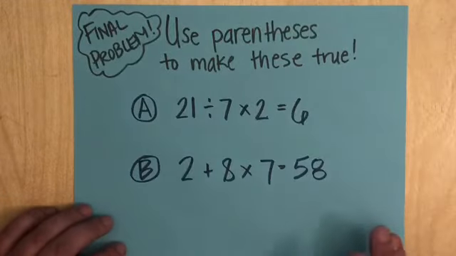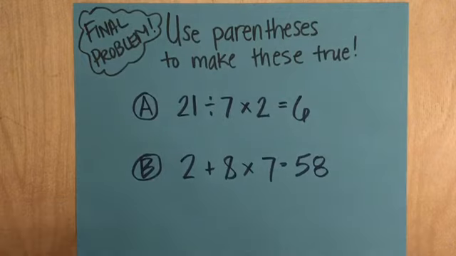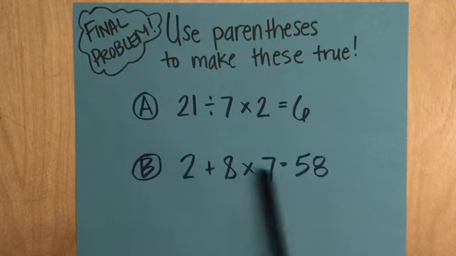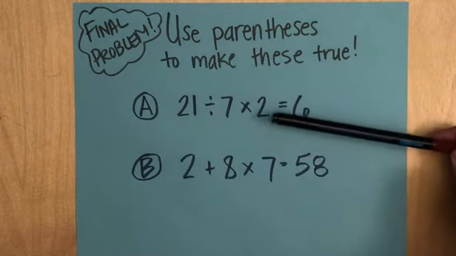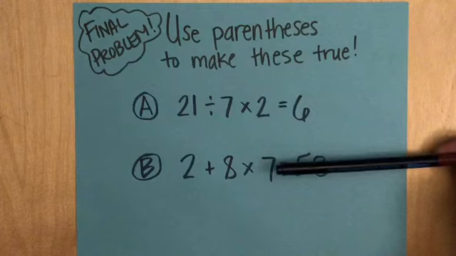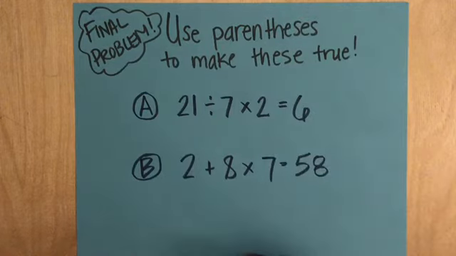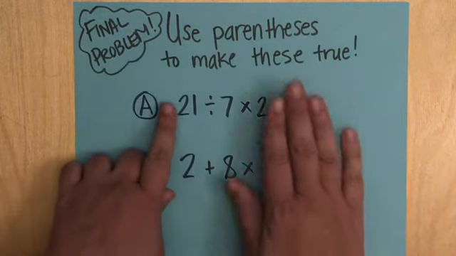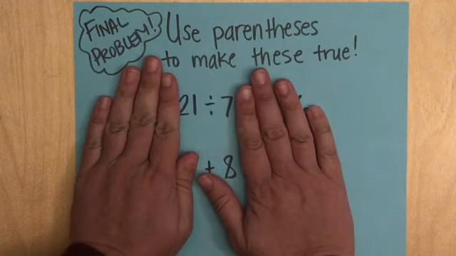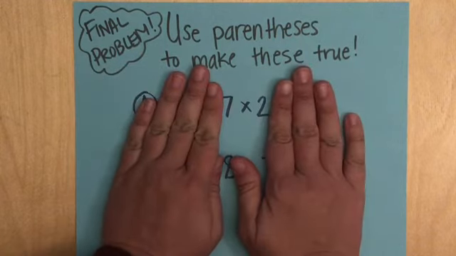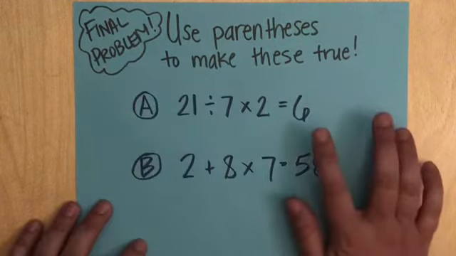Okay, final problem. Use parentheses to make these two equations true. Please write these down on your paper. Give yourself some space, maybe solve one problem and then solve the other. You're going to decide if the parentheses are going to go around the first part of the problem or the second part of the equation to make the number true.